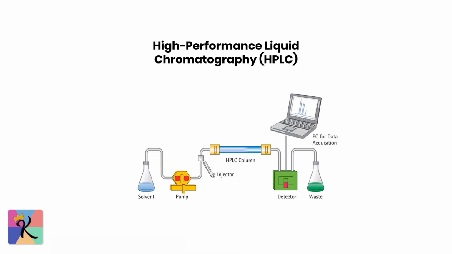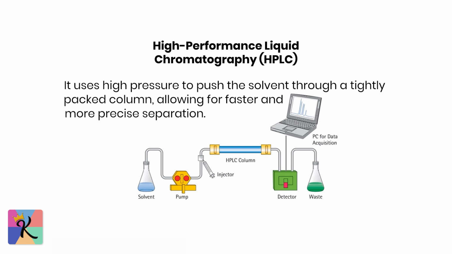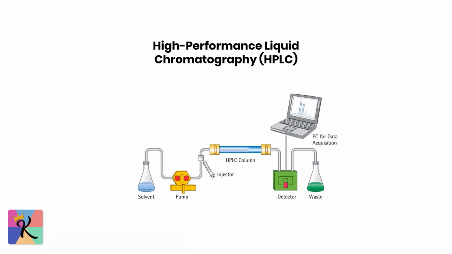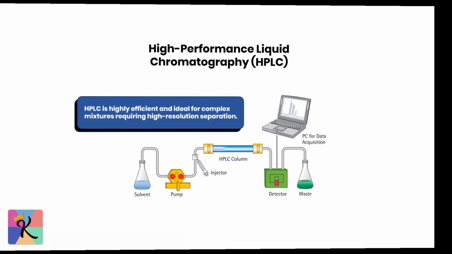Finally, high-performance liquid chromatography, or HPLC, is similar to column chromatography, but uses high pressure to push the solvent through a tightly packed column, allowing for faster and more precise separation. Modern HPLC systems are computer-controlled, allowing for precise gradients and temperature control to optimize separation.